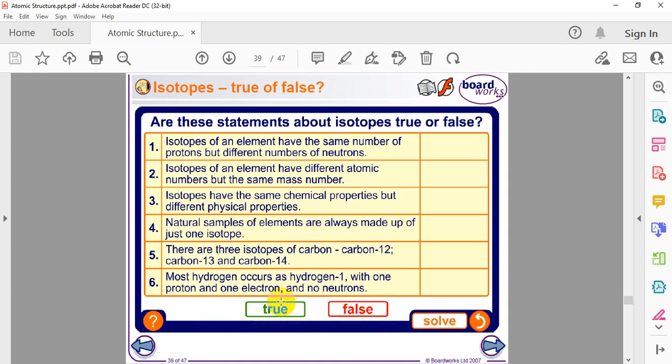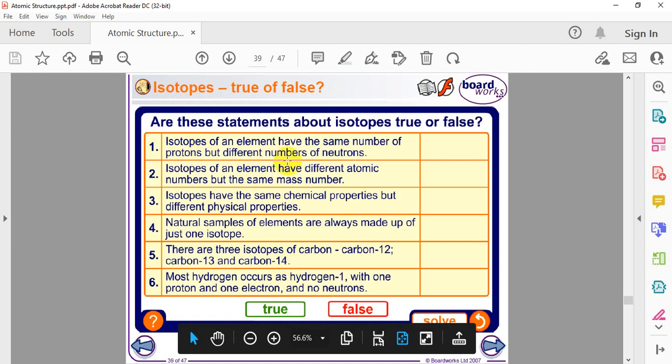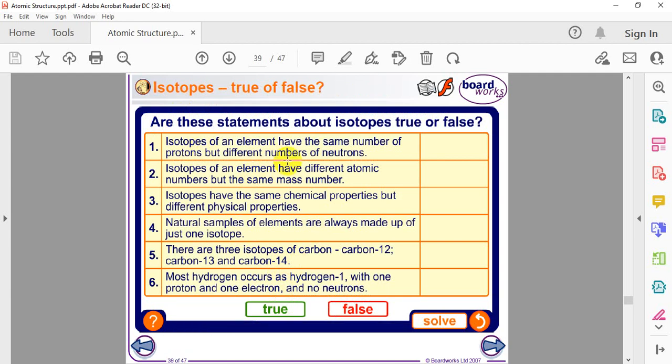Are these statements about isotopes true or false? Isotopes of an element have the same number of protons but different numbers of neutrons. It is true. Isotopes of an element have different atomic numbers but the same mass number. It's false.